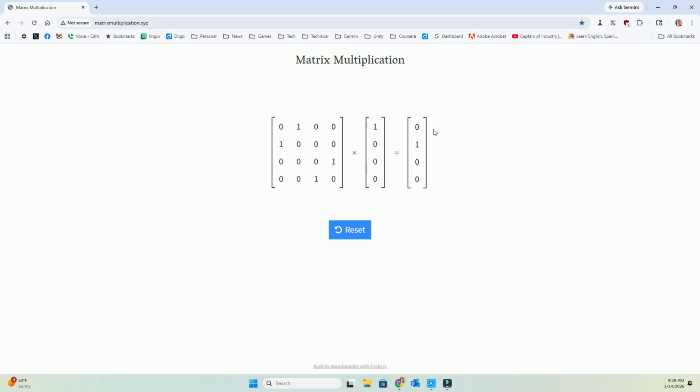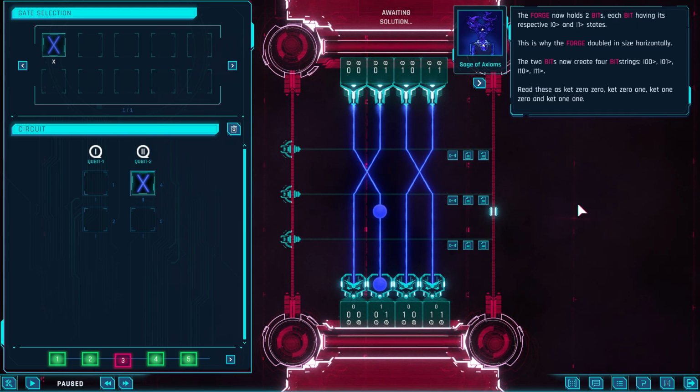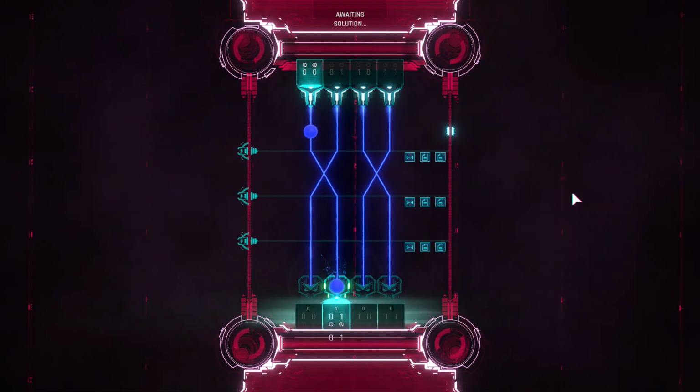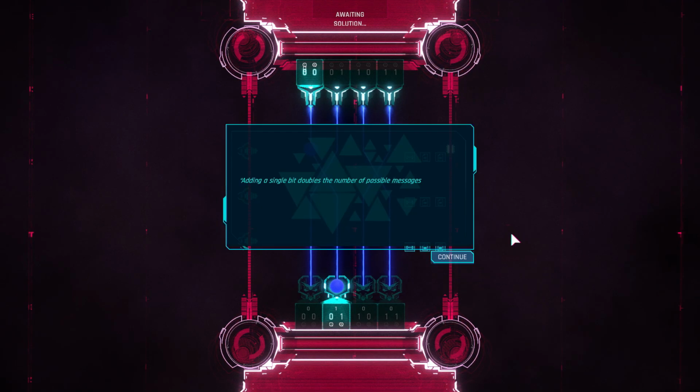And now you can see we started off in the 0 state. The 1 here at the top represents the 0 state. That represents the 1 state. And so it flipped from a 0 to a 1, just like it occurred here in Odyssey. All right, let's go on and see what else it has for us.